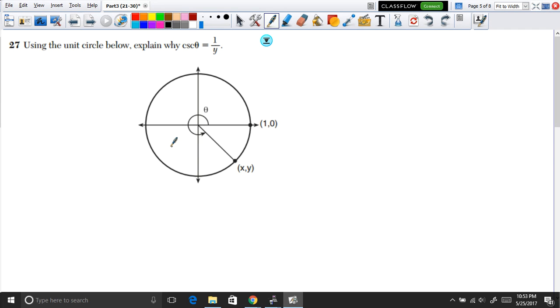All right. Here we go. Unit circle. So let's see. Question 27. In question 27, we have the following. It says, using the unit circle below, let's explain why the cosecant of theta equals 1 over y. Okay. So now here, we have to remember trigonometric identities. Remember that cosecant is equal to 1 over sine. This is just a trigonometric identity.